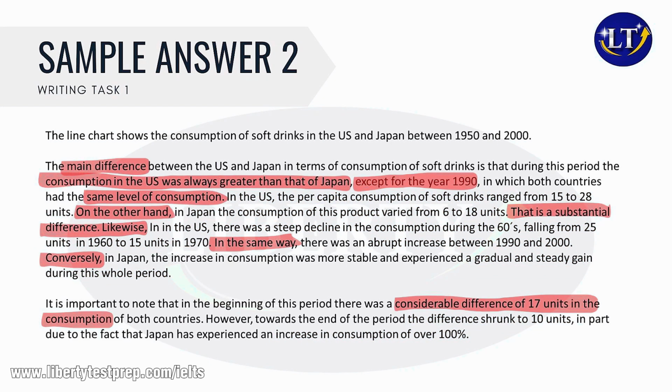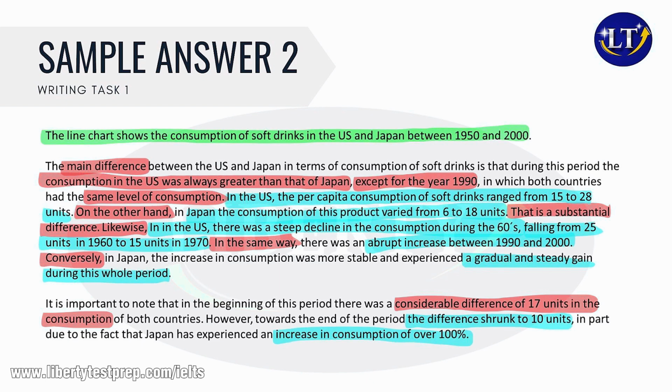And then here I'm highlighting with red the contrast. So if you notice, the main difference as a contrast, right? The other one was always greater. So greater is a comparison also, except for the year, that's also a comparison. Same level, substantial difference, conversely. So those are important things for us to be adding. And in that way, this is all the information I have added, I have reported on, and I have contrasted. So this essay is very well written. That will give me a very high score on the IELTS.